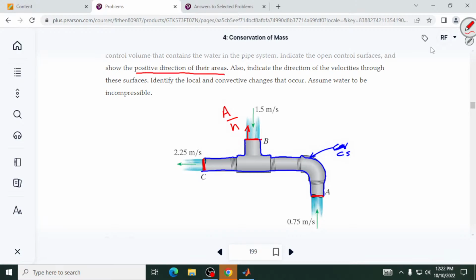So apparently in this book he likes to see the areas as a vector. So there's your area as a vector. There's your area as a vector. Then the velocity vectors would be going this way. This one's going in, and this one's coming out. So if you were looking at it, this would be C, this would be B, this would be A.